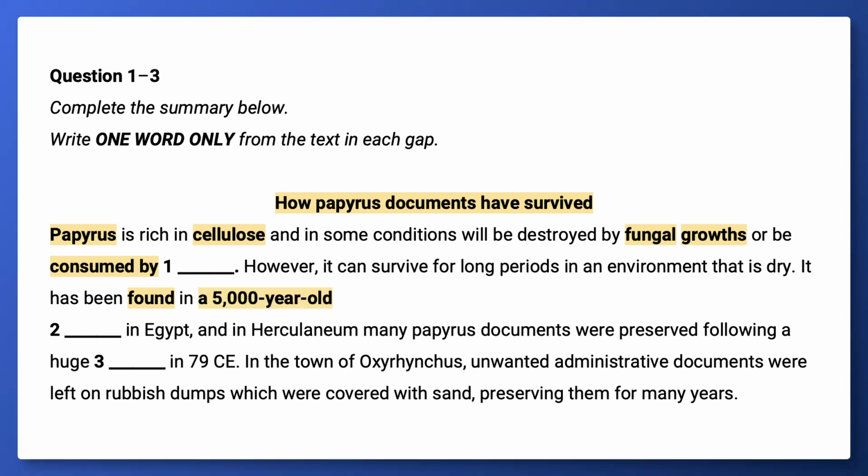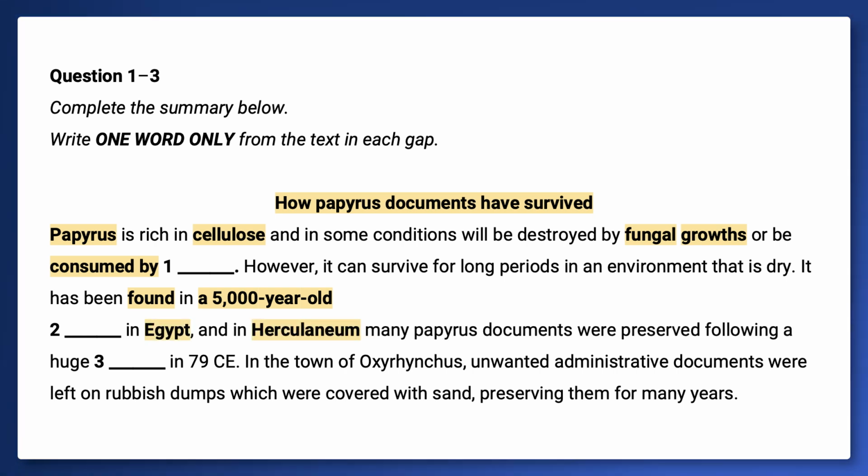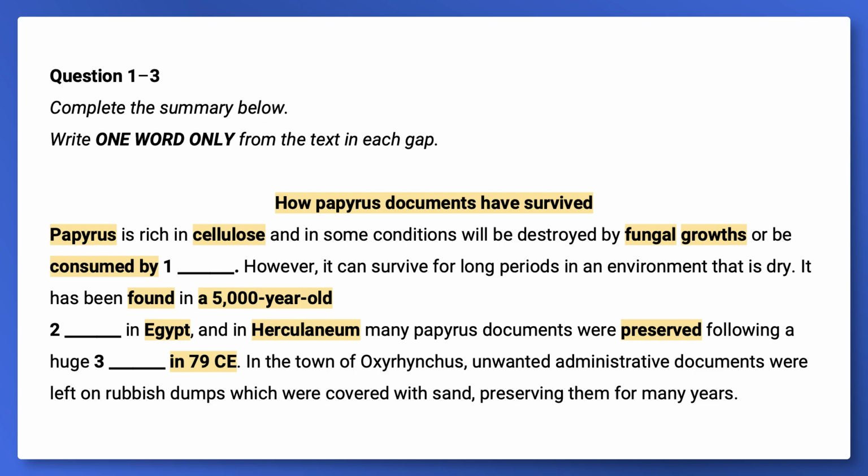Here's our first key number, 5,000-year-old, which refers to the age of whatever goes in the gap. And here are 2 locations highlighted, Egypt and Herculaneum. Preserved is another verb. And finally, 79 CE is a key date that may be useful to us. Now that we've identified the keywords, it's time to scan the text for the relevant section.